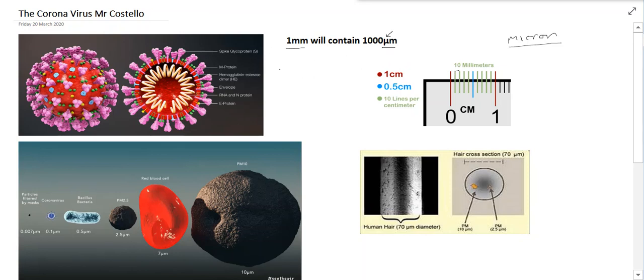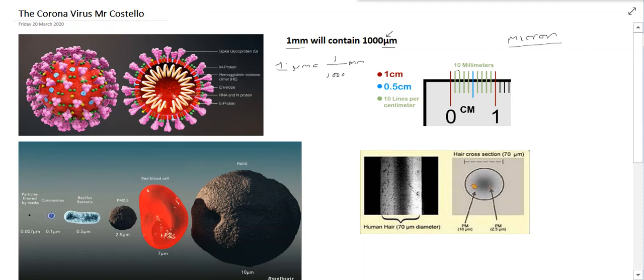So another way to think about it is, a micrometer, with this kind of weird symbol, is equal to 1 over 1,000 of a millimeter. You take a millimeter and you divide it down into 1,000 parts, and one of those parts is what's known as a micron, and this is the symbol that we get for it.